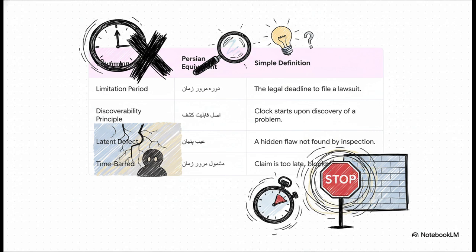Next, the star of our show today, the discoverability principle. In Farsi, that's asle qabiliyat kashf. This is that crucial rule that the limitation clock only starts when the problem is found. Then we have latent defect, or aib pinhan in Farsi, which is just a fancy way of saying a hidden flaw. And finally, time barred, which is mashmule murur zaman. This means the deadline has passed, you're out of time, and the claim is legally dead in the water.